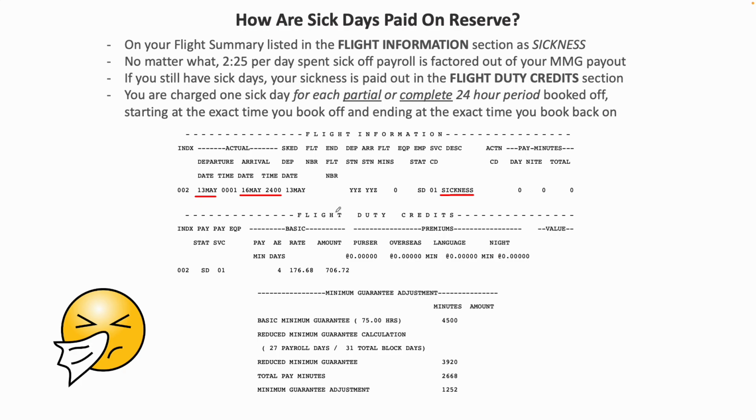So in this case, based on the time that I was sick, I was off payroll for a total of 4 days. And that can be seen where out of the 31 days in the month, I was available for 27 of them. On reserve, you're charged for 1 sick day for each partial or complete 24-hour period that you are booked off. This starts at the exact time that you book off and ends at the exact time that you book back on.